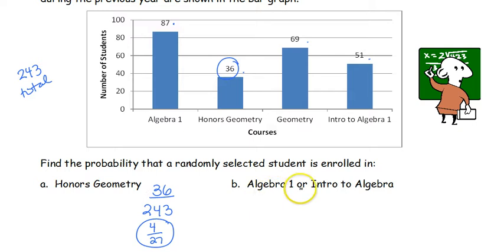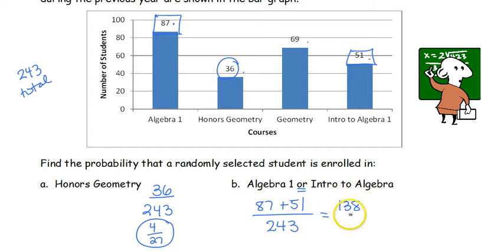Then I want to find the probability of Algebra 1 or Intro to Algebra. Yesterday we talked about the word or, and if I'm using the word or, I am adding. So I've got 87 students in Algebra 1, and I look at Intro to Algebra, I've got 51. So those are all the ways I can successfully choose Algebra 1 or Intro to Algebra. And there's still 243 students total, which gives us 138 different ways I could successfully choose Algebra 1 or Intro to Algebra out of the total of 243 students, which is going to reduce down to 46 over 81, which will be the probability of choosing Algebra 1 or Intro to Algebra.